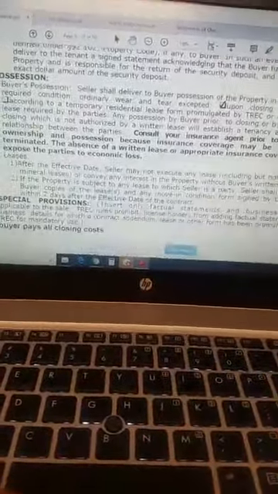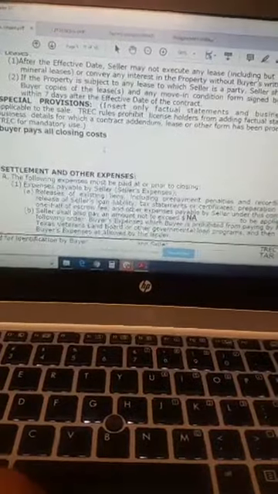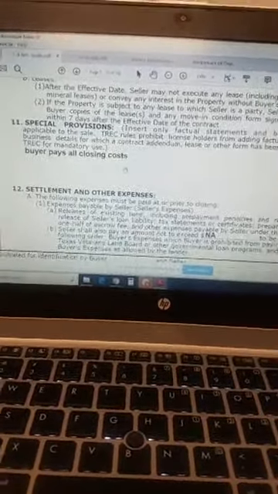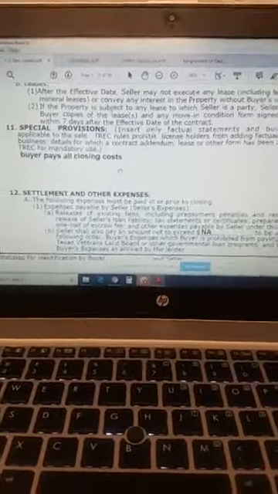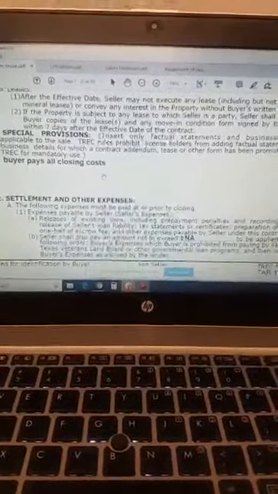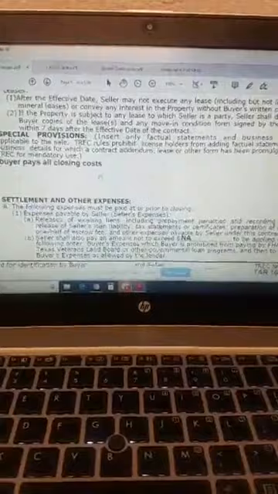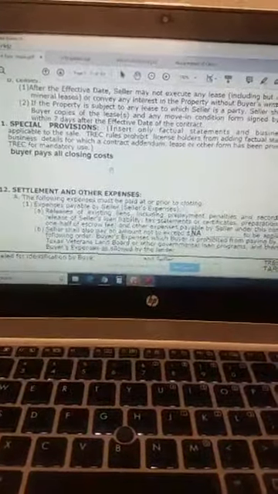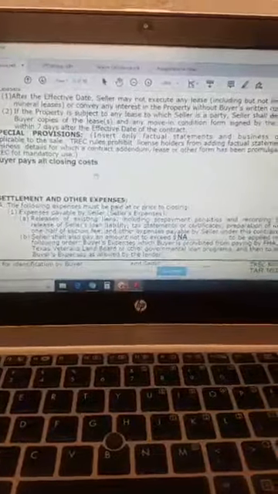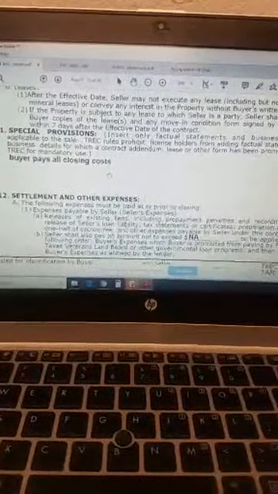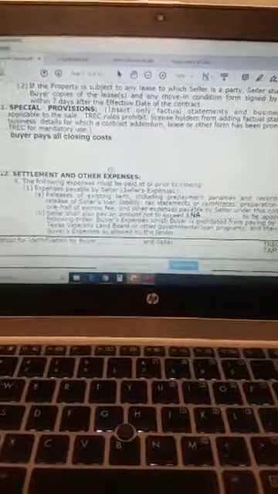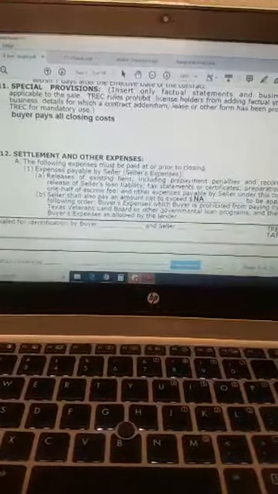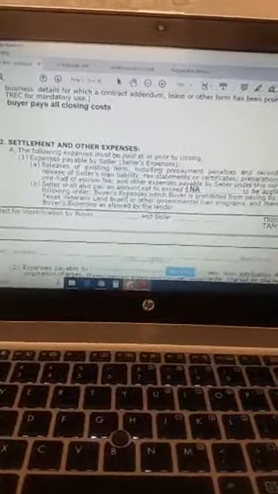Okay, so moving on. Where were we? Buyer pays all closing costs. There you can add the fact that it's subject to my partner inspecting the property. You could also write a clause with whatever you want in terms of an out clause. There are some wholesalers that put other information out there that protects them so they don't lose their escrow. Okay. Next is settlement and other expenses.